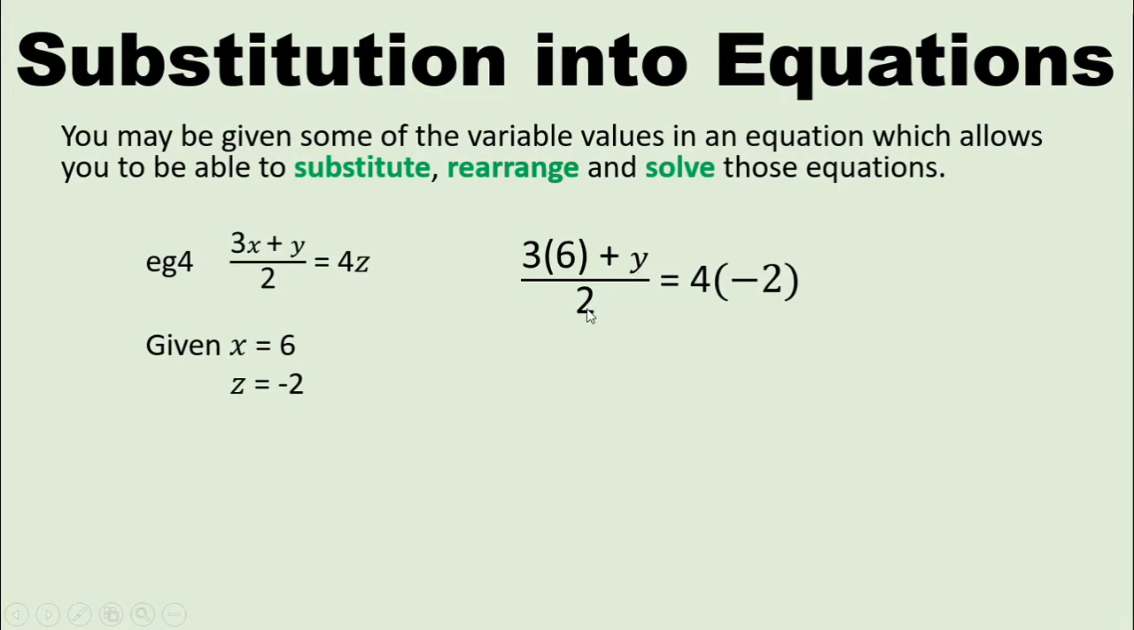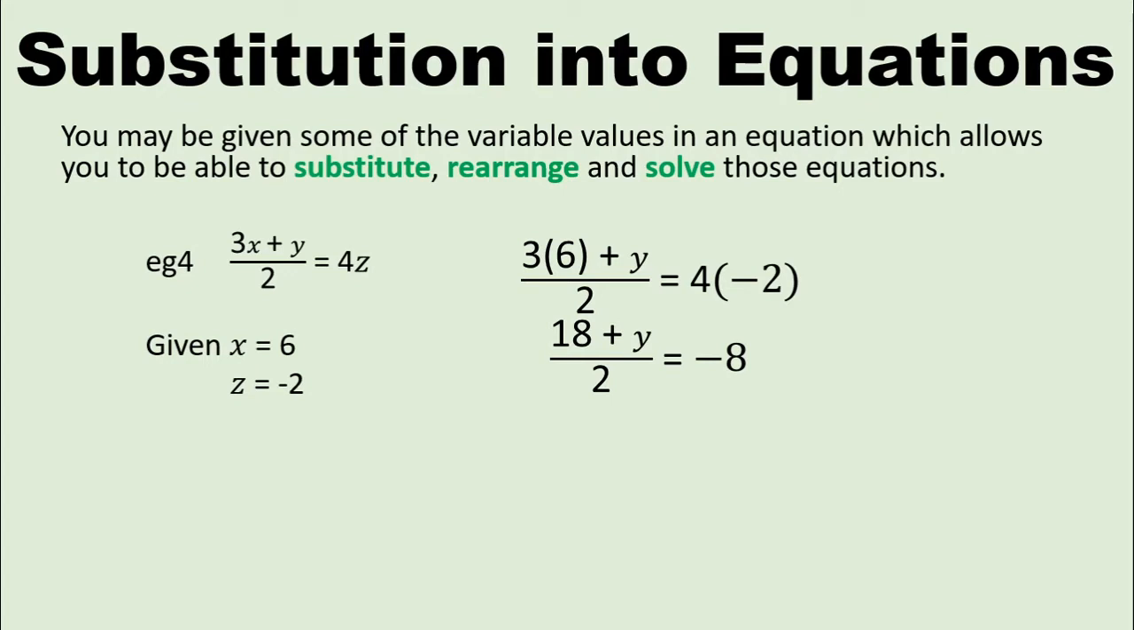So I've got 3 times 6 plus, I don't know what y is, so I've left it as y, over 2 is equal to 4 times, and my z was -2. So I've replaced the z with -2. I put that in brackets. That's not 4 minus 2, it's 4 times -2. So working that through a bit, 3 times 6 is 18, and 4 times -2 is -8, so that's going to be 18 plus y over 2 is equal to -8.